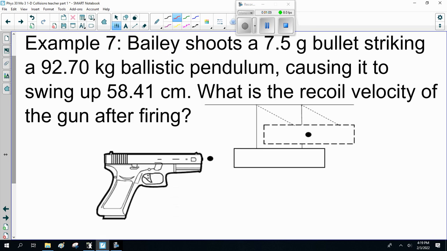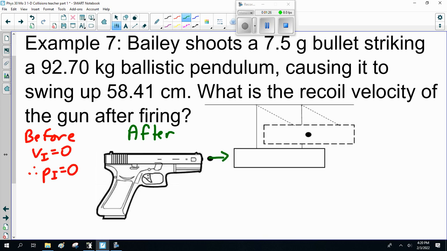So, before, velocity initial of everything is zero, so the momentum initial is zero. After we fire it, we have the momentum of the bullet, and we have the momentum of the gun. Now this looks a whole lot like the last question, except I haven't given you the velocity of the bullet. What have I given you? It's striking a ballistic pendulum.